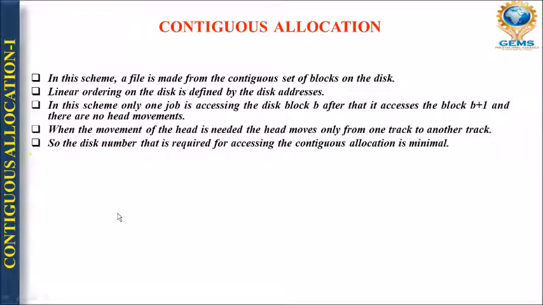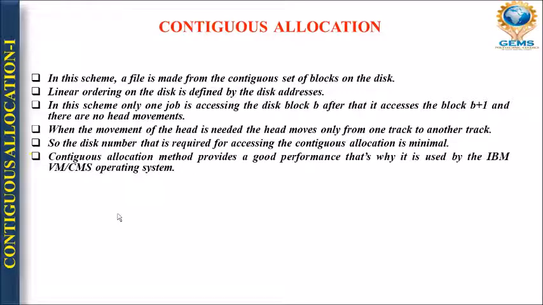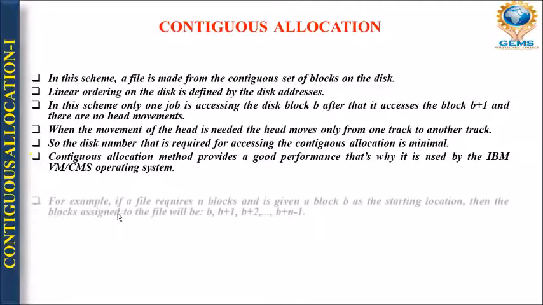So the disk number that is required for accessing the contiguous locations should be minimum. It is very important that the disk number required for the contiguous location should be as minimum as possible. Contiguous allocation method provides good performance. That is why it is used by IBM, VM, and CMS operating systems.